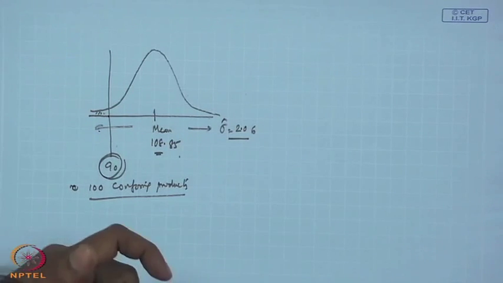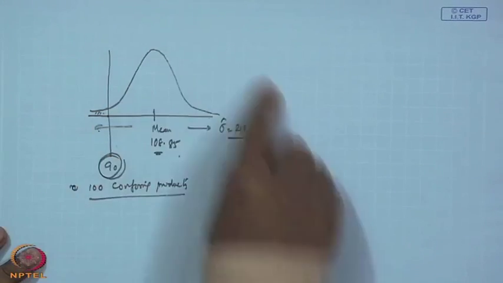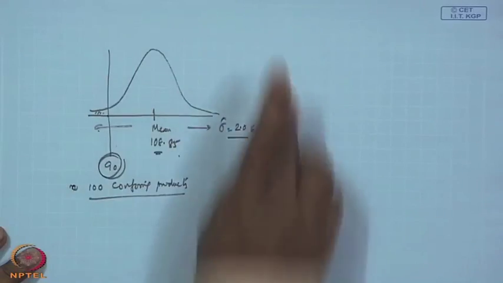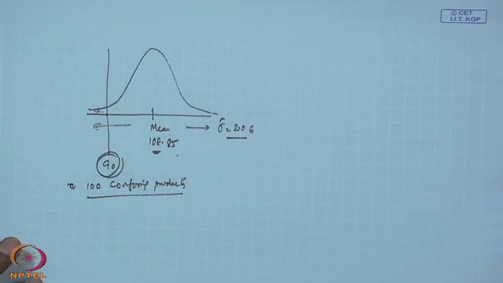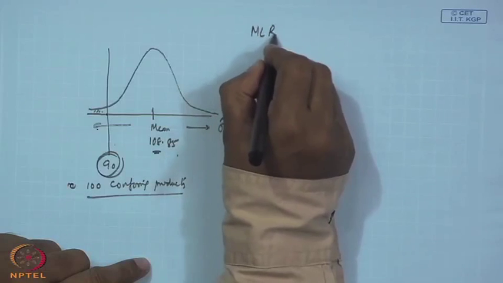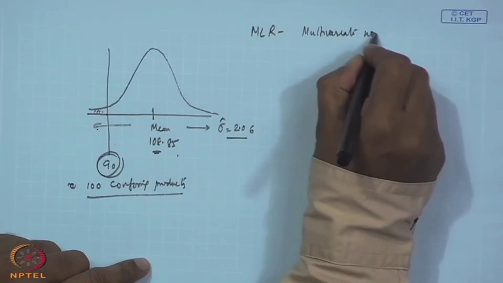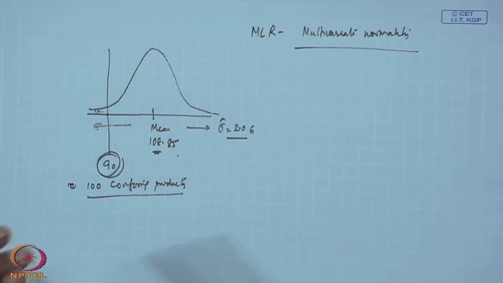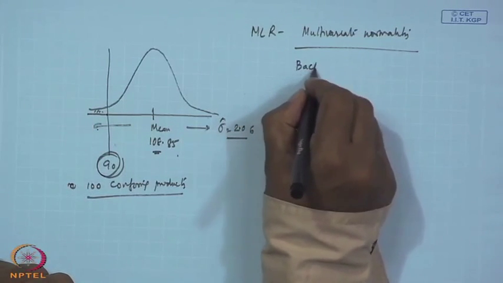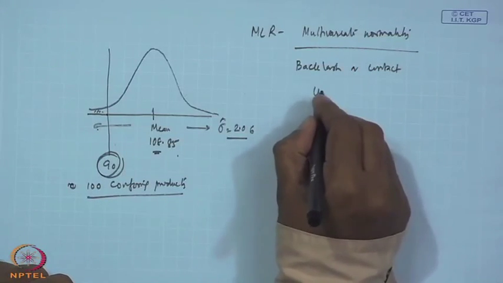These are related to home wheel quality. So, you will have an idea with the mean and standard deviation and the normal distribution. Okay, this is the first level. So, MLR talks about one of the assumptions being multivariate normality. So, we will assume that the backlash or contact will definitely be univariate normality.